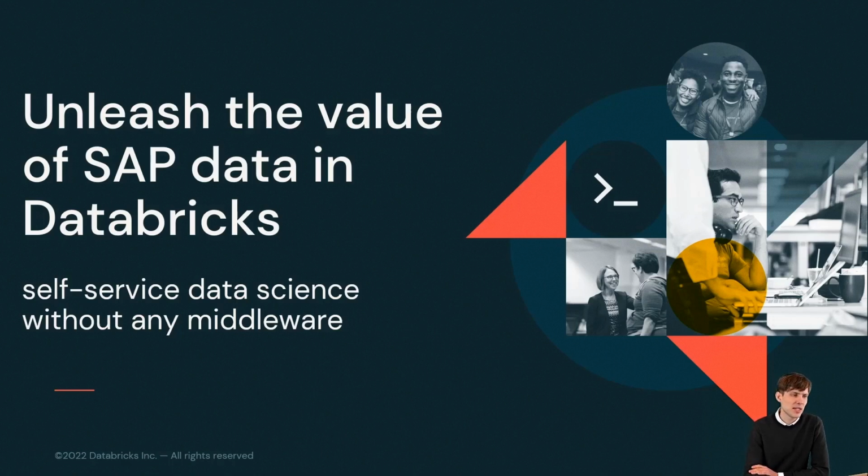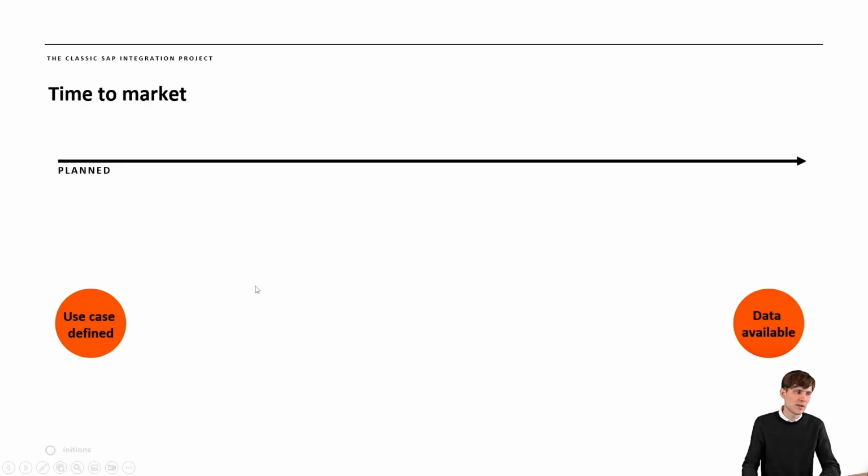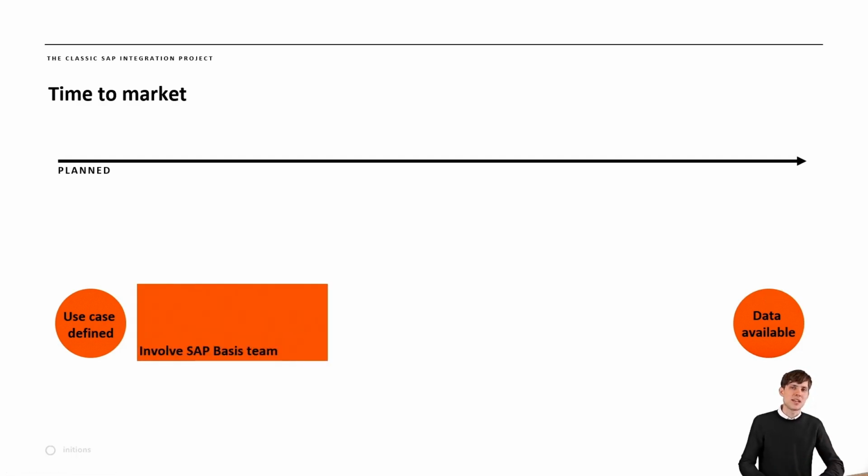SAP data is ubiquitous in many industries, especially in the enterprise context. Therefore, it's vital for many data science and machine learning use cases to tap into that value and use that data. The problem is that SAP data oftentimes is not so easy to get access to. There's a whole process of how to gain access to that SAP data, which I would like to show you over here. So usually you would define a use case on the left side, and it takes a significant time before the data is available on the right-hand side. So you need to go through many steps.